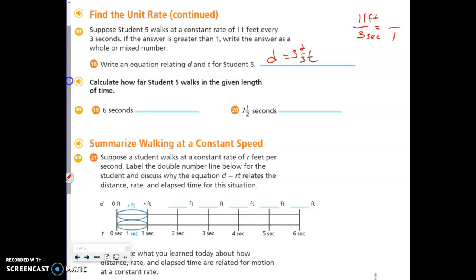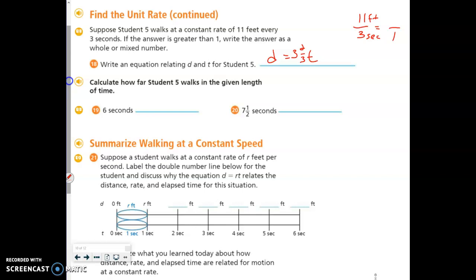So the unit rate for student 5, he or she, the student, is going to walk 3 2/3 feet per second. So that is my equation that I'm using for that. Now I can use that equation to help me answer questions 19 and 20.